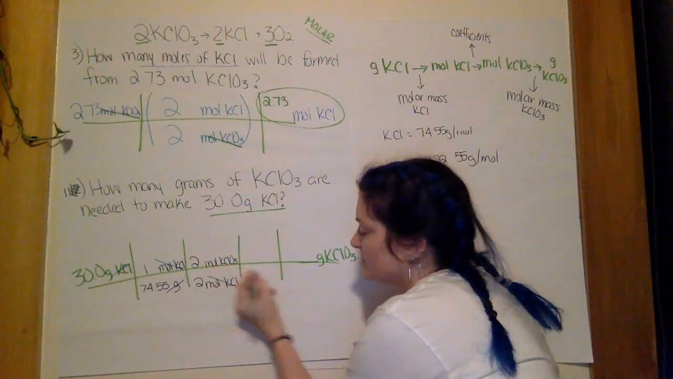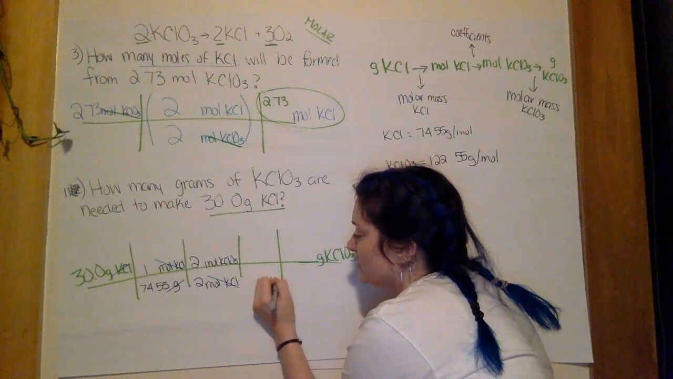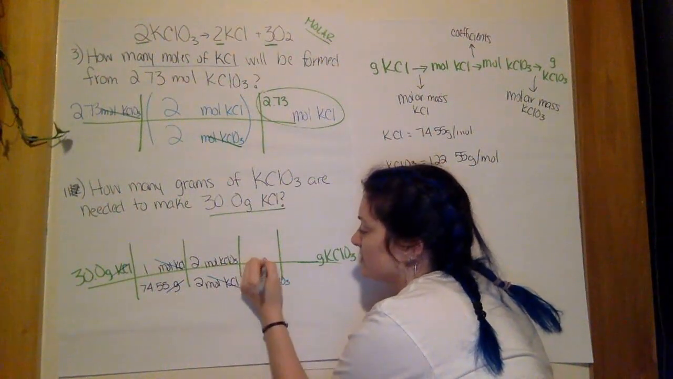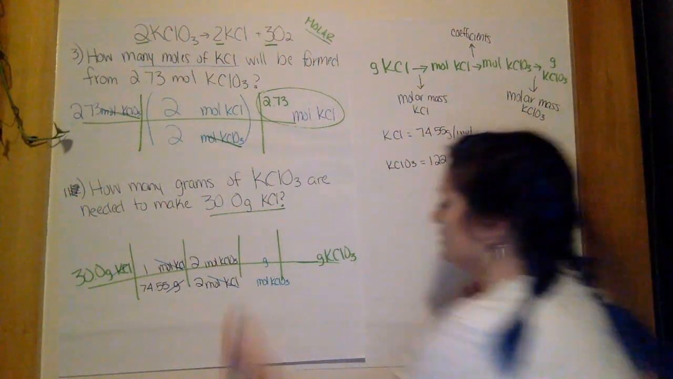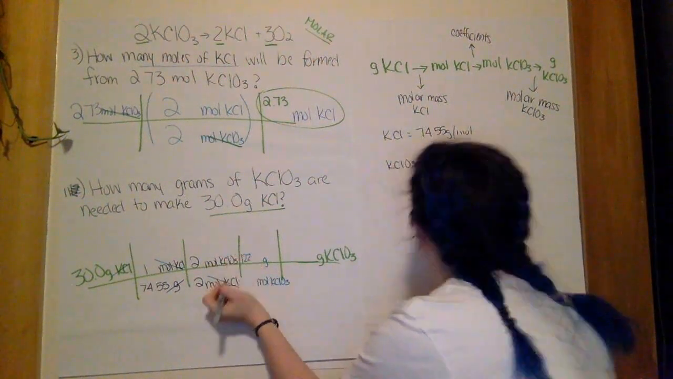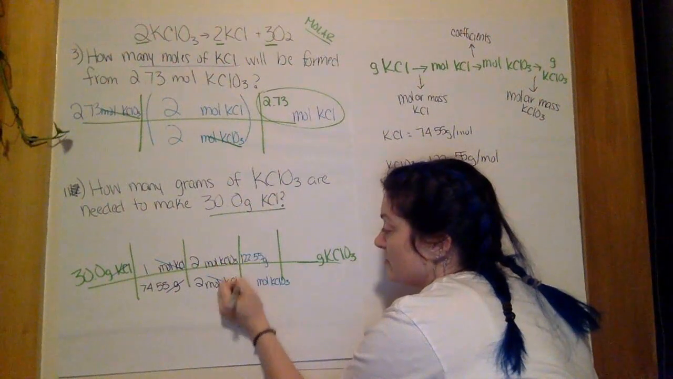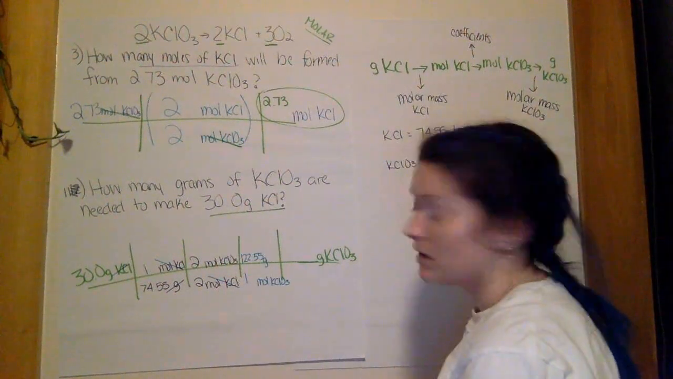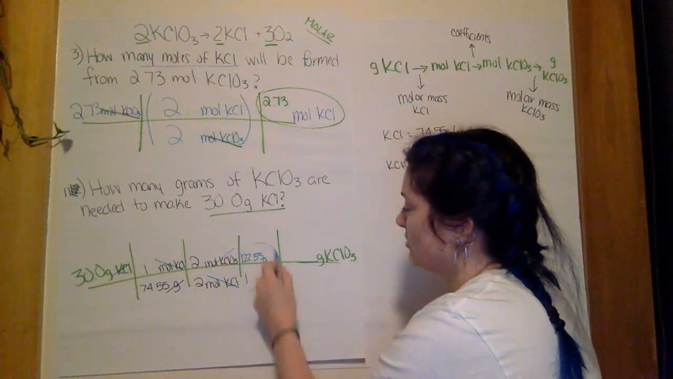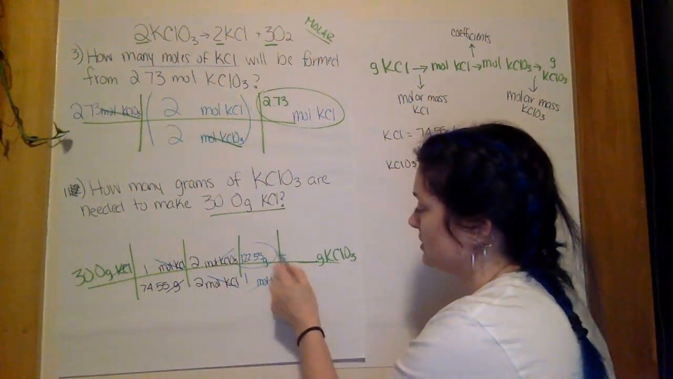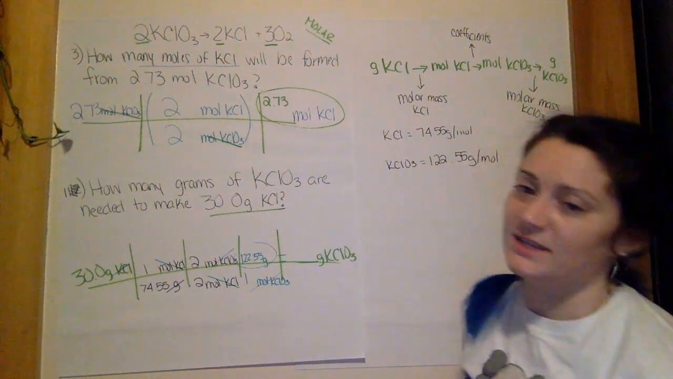I'm in units of moles, so moles of KClO3 goes on bottom, the mass is going to go on top. I know the molar mass because I found it over here. It's 122.55 for every 1 mole. And that will cancel out the mole unit, and I will be left in units of grams. So here's your equal sign here.